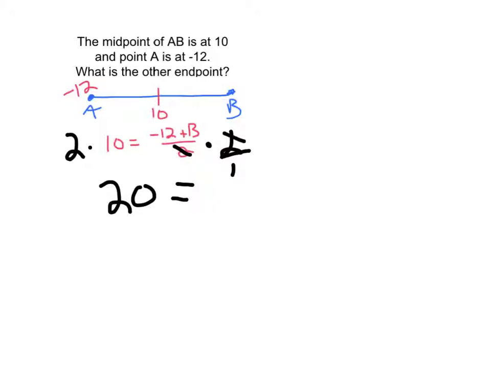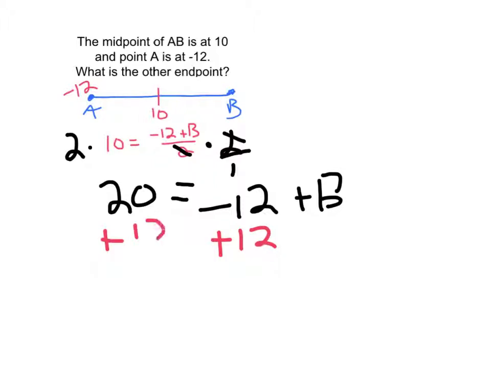The identity property says that 1 times -12 plus B is -12 plus B, so I say 20 is -12 plus B. I then say capital B, because that's what I have up there. I then say plus 12 to each side, and I get 32 is B, and that is my answer. I have my other endpoint at 32.